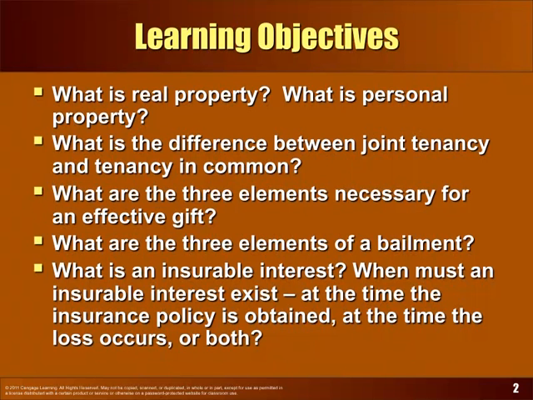And then we'll talk about not only how you can individually hold property, but how you could hold it with someone else. So those types of joint or co-ownership. And we'll look at the elements of a gift. It is appropriate, right?